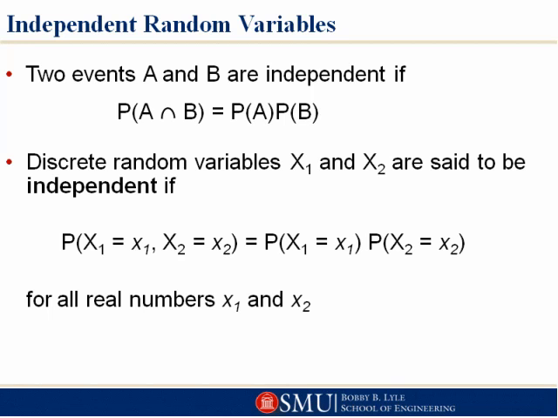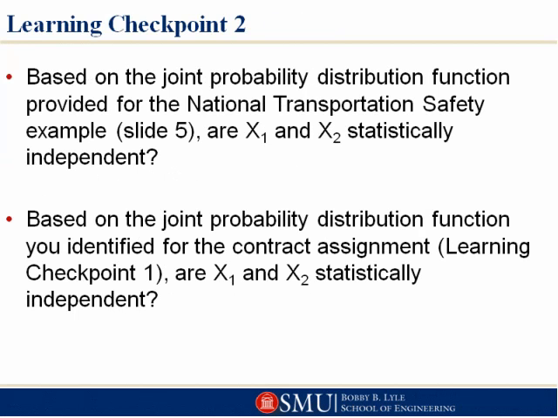So that's your checkpoint. Are these 2 random variables independent? Well, if for all of those pairings the joint probability turns out to be the product of those 2 marginal distributions, then you have independence of the random variables. Something to practice on would be to go back to the joint probability distribution function provided by the National Transportation Safety example on slide 5, and ask were those statistically independent? Similarly, you could do it for the learning checkpoint example. Give that a try. See whether there's independence or not.